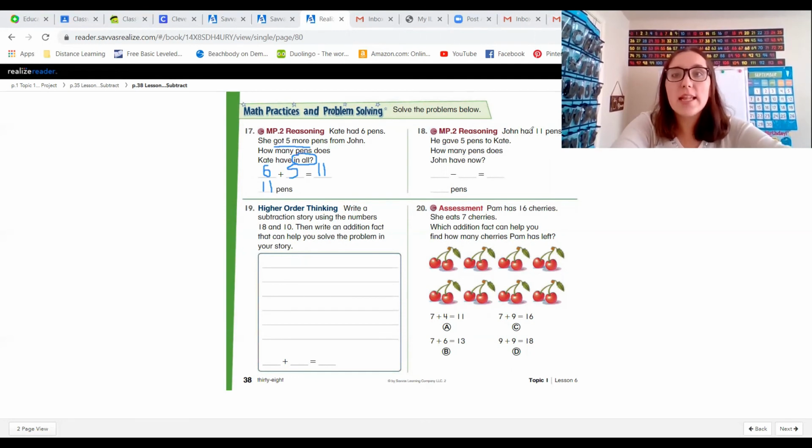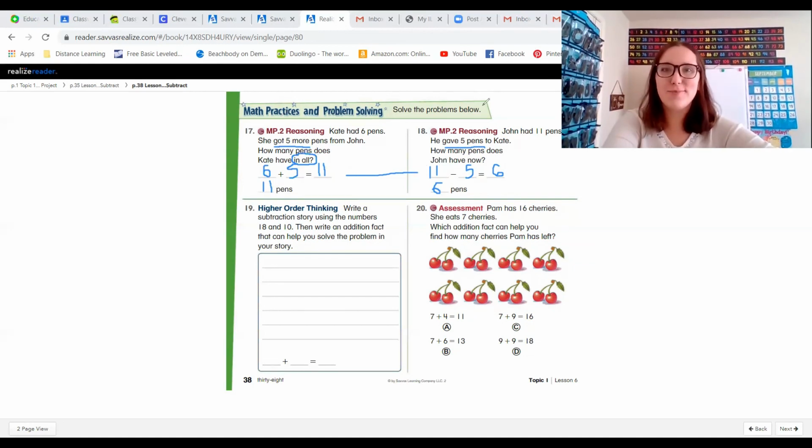Okay, John had 11 pens. So that's how many he started with. He started with 11 pens. And then he gave, which means you're getting rid of, you're losing them, so we're subtracting 5 pens. So 11 pens minus the 5 pens he gave to Kate means, how many did he have left? 6. So he had 6 pens now. Do you guys notice that these are related facts? This subtraction fact is related to this addition fact. Isn't that cool? Good job.